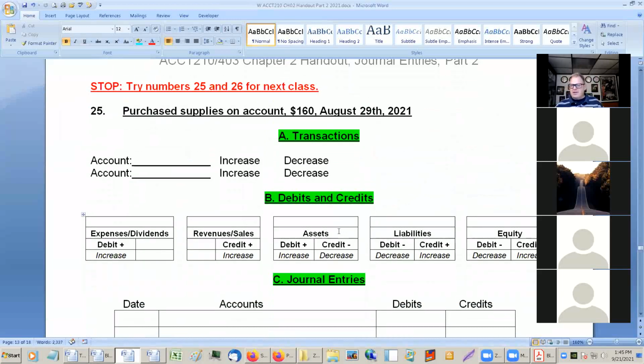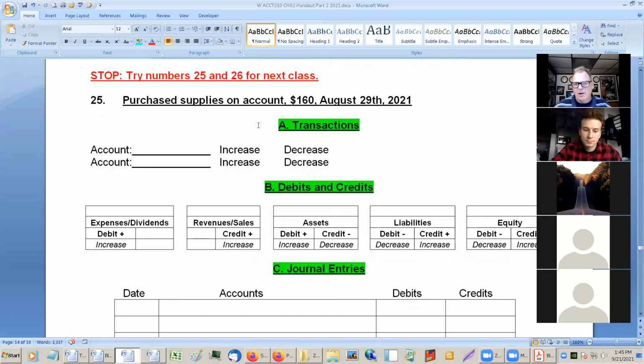So anyway, try 25 and 26 for next class, everybody. And then if you're ambitious, try 27 and 28, which are the unearned revenue ones. Any questions? Okay, I know you guys got class to go to.